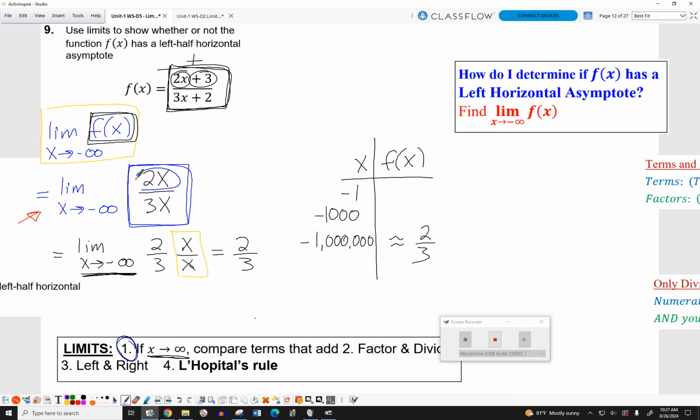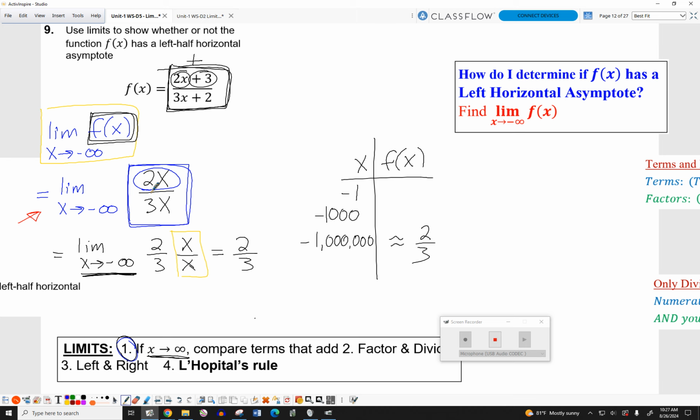This 2 and this X, Sienna, are they factors or are they terms? So terms would mean they're adding together, so it'd be like 2 plus X. So they're factors because they're multiplied. Same with the 3X. Good there. That means I can separate them only because they're factors.